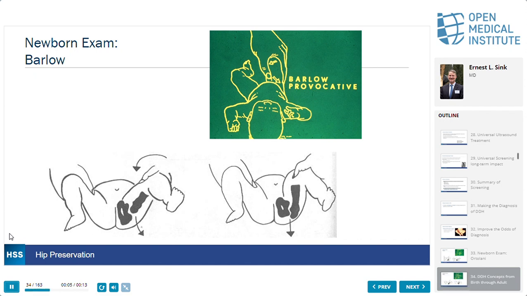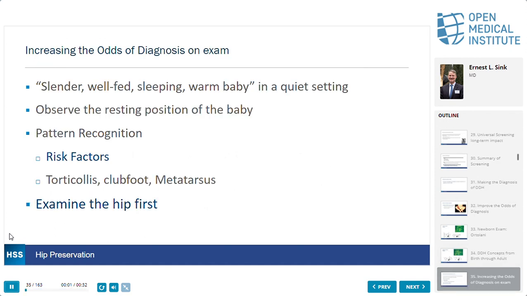This is harder. Barlow, it's in and you can feel it come out. So maybe it's more sublux, maybe it's out. These might normalize on their own before you see them. So how do you get the best odds of diagnosis? Well, you need a slender, well-fed, sleeping, warm baby.